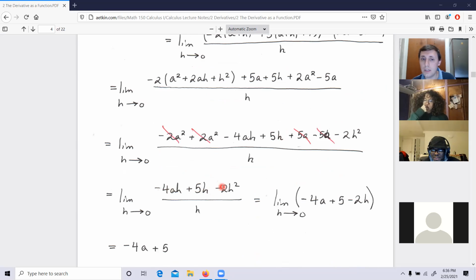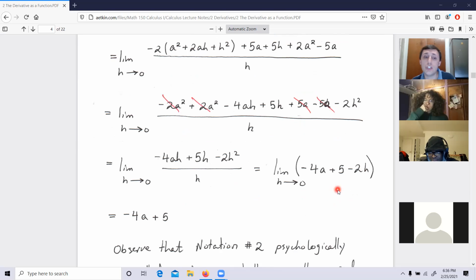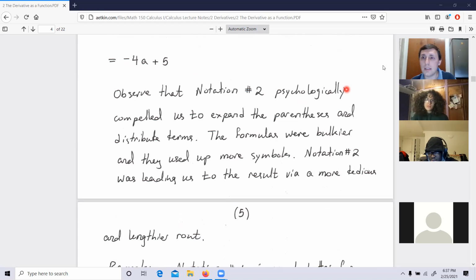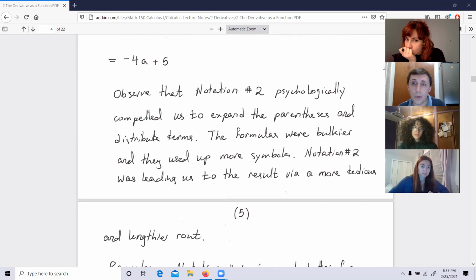In the numerator, here I can factor on h. Once I factor on h, look at it. I cancel out one instance of h. I have minus 4a plus 5 minus 2h. And when I push h towards 0, I am left with the same answer, naturally, minus 4a plus 5. Now, I hope you see, guys, that the second equation was more difficult to apply. It took you longer to solve it using the second equation.